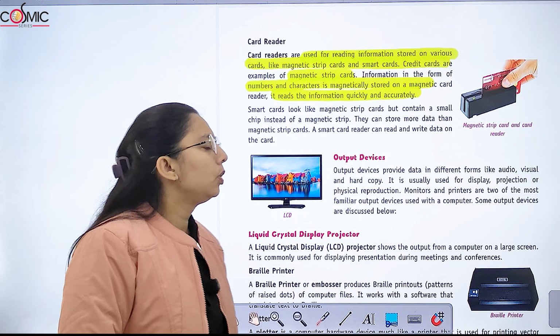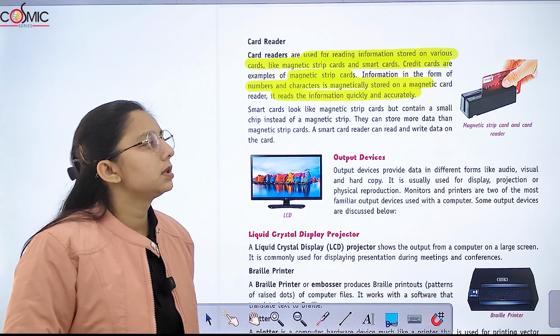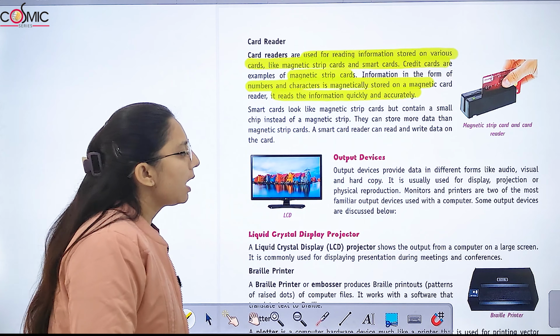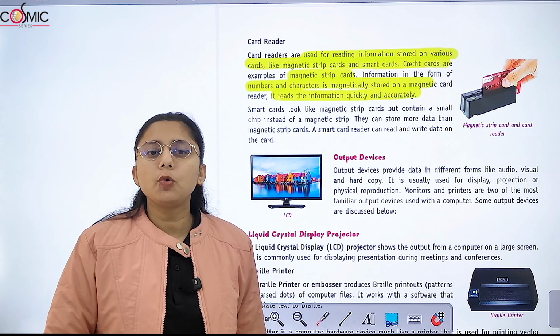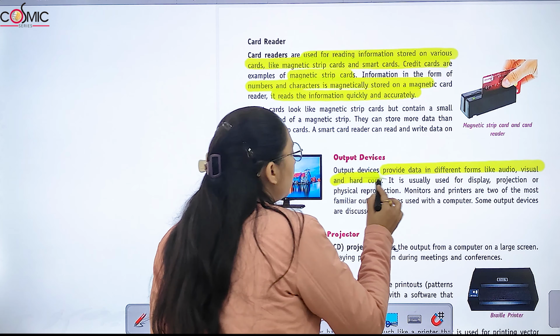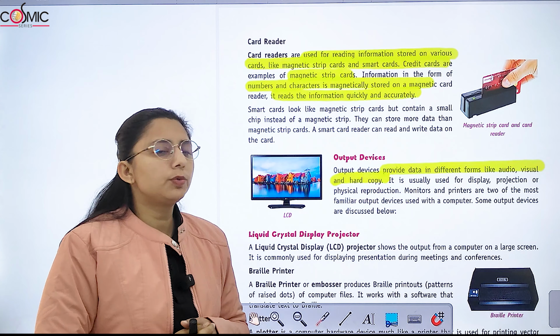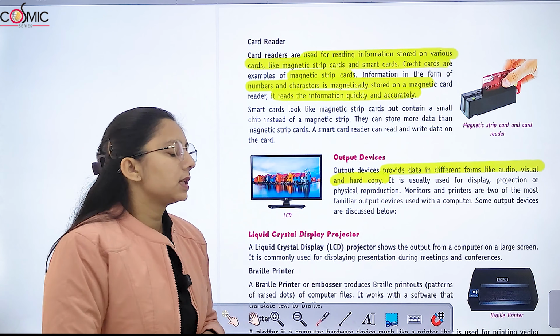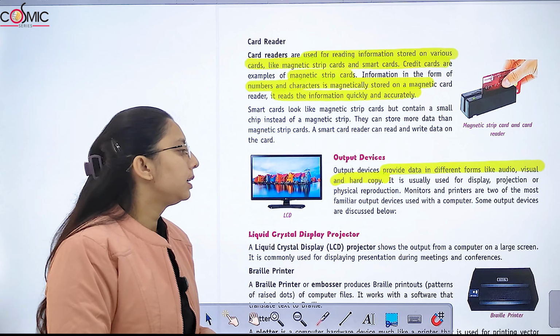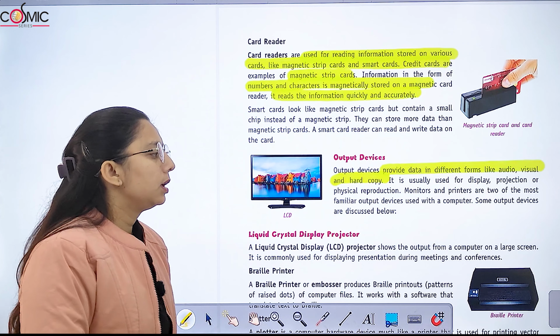Then smart cards look like magnetic strip card but contain a small chip instead of magnetic strip. Then we have output devices. What are output devices? Output devices provide data in different forms like audio, visual and hard copy. It is usually used for display, projection or physical reproduction. So monitor and printer, they are the two most familiar output devices which we use with a computer.